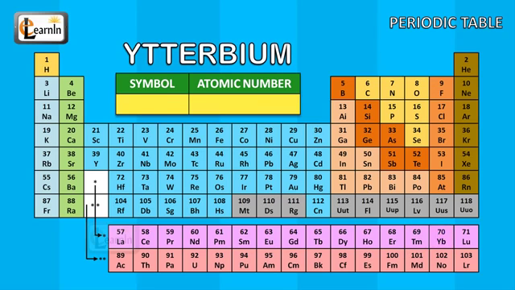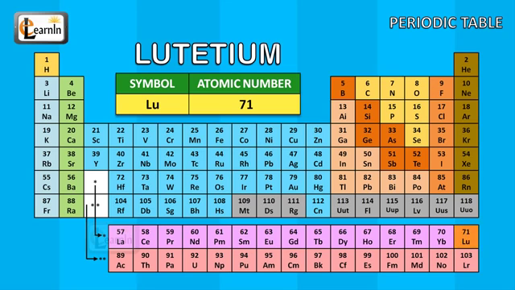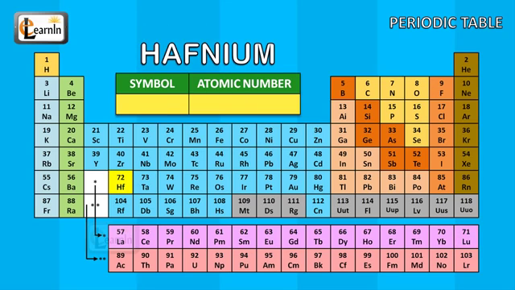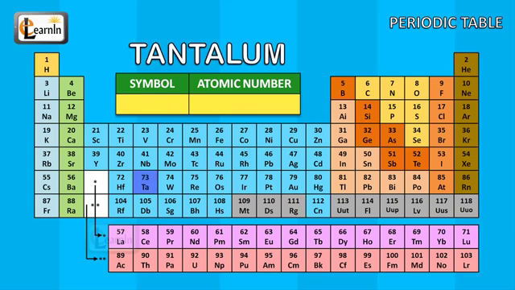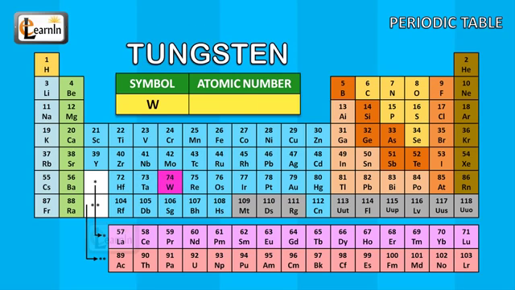The element ytterbium is represented as Yb and has an atomic number of 70. The element lutetium is represented as Lu and has an atomic number of 71. The element hafnium is represented as Hf and has an atomic number of 72. The element tantalum is represented as Ta and has an atomic number of 73. The element tungsten is represented as W and has an atomic number of 74.